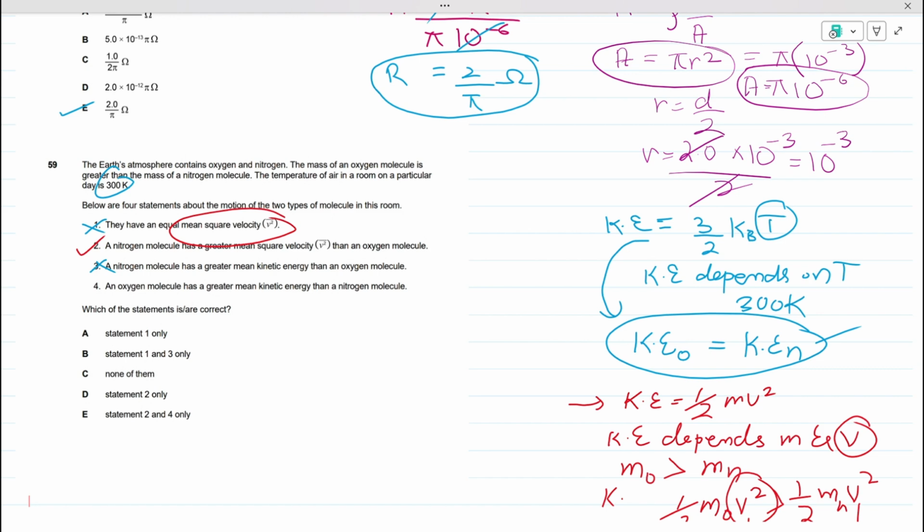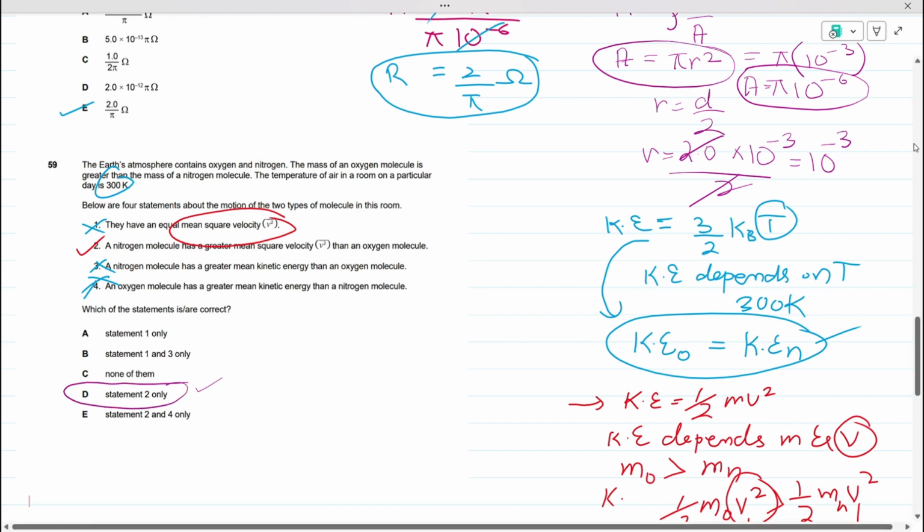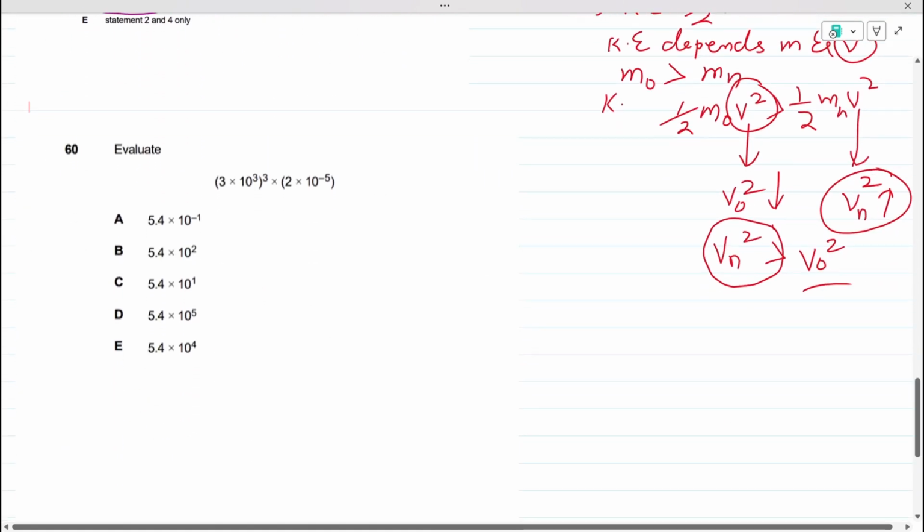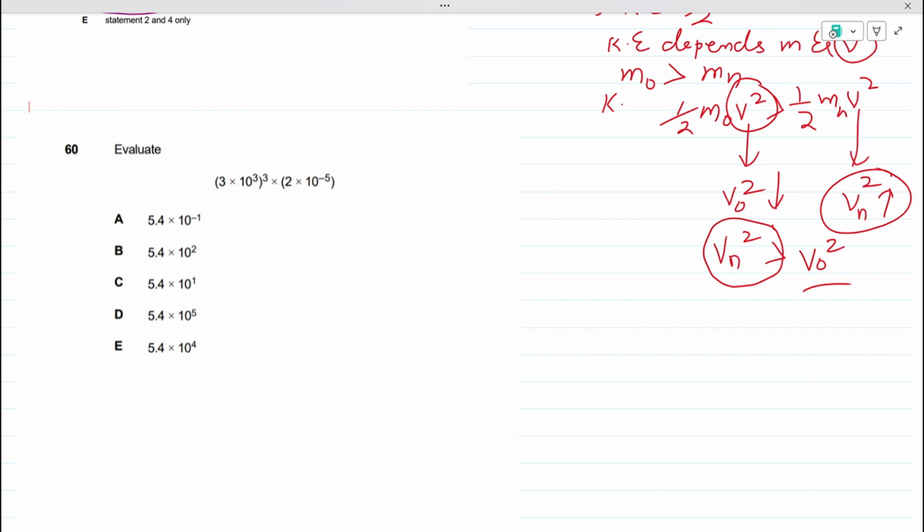An oxygen molecule has a greater mean kinetic energy than a nitrogen molecule. No, these both have equal, so again this is wrong. From here we drop that. The only correct option is the second statement, which means D is the only correct answer. Now let's go and solve our last question, which is very easy, not difficult at all.